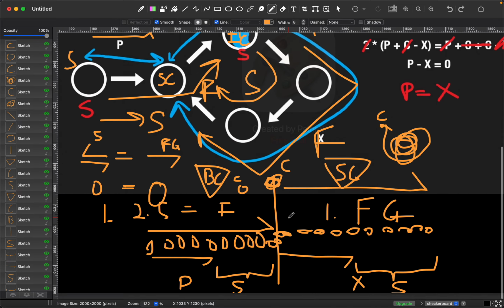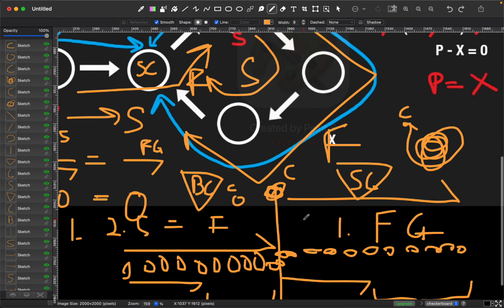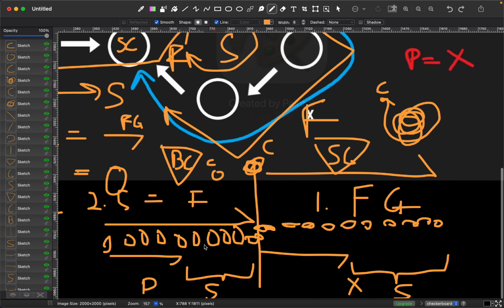Okay, I think let's rephrase it. The question would be, how does F catch up with S? Let's put that as an agenda. So F comes here. Fine.